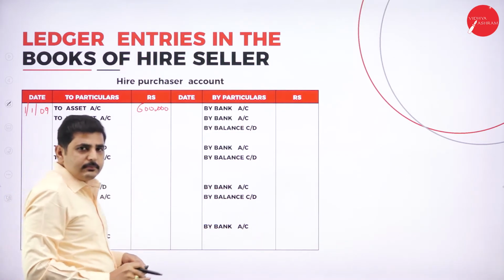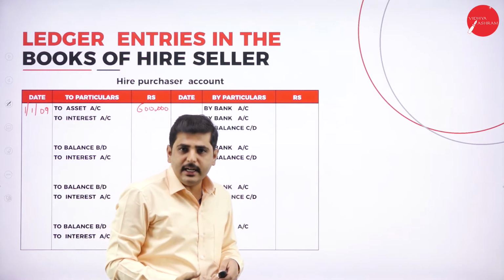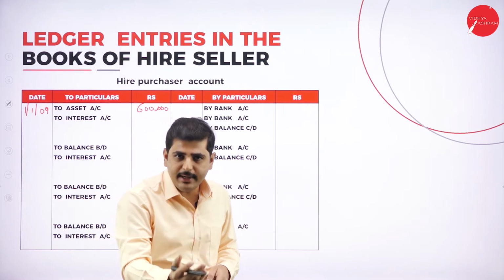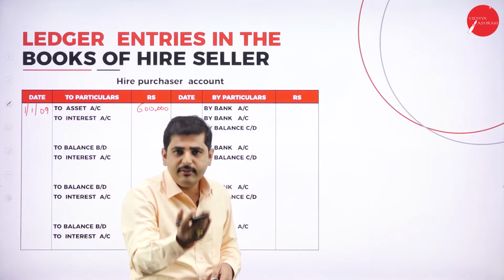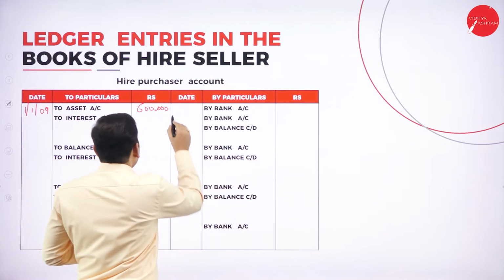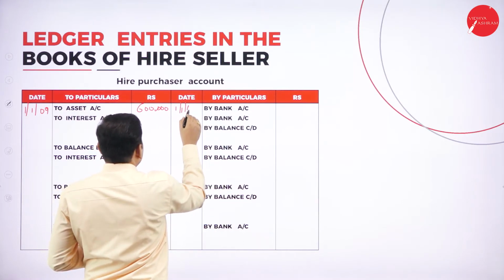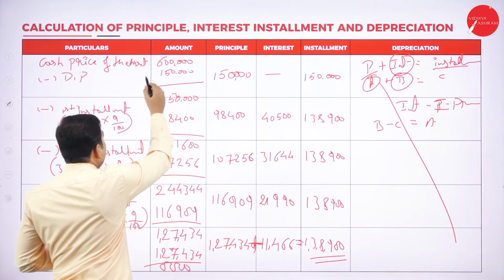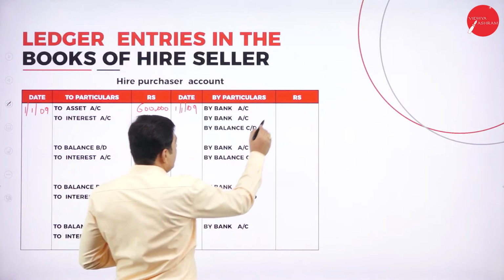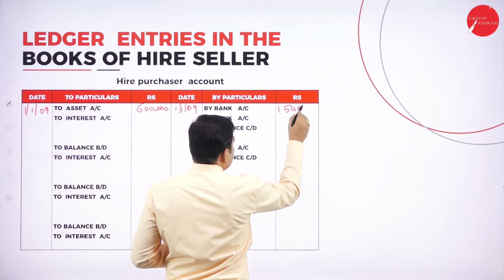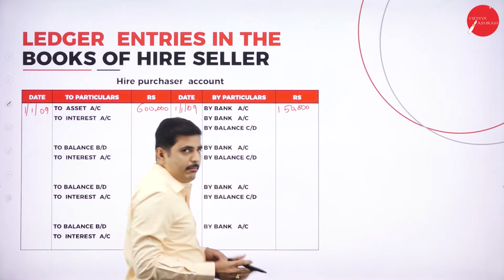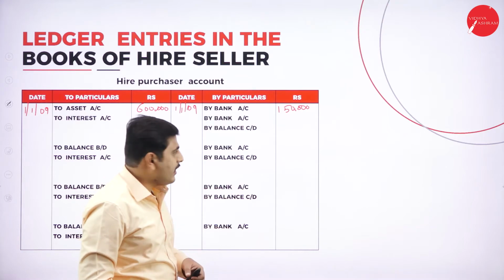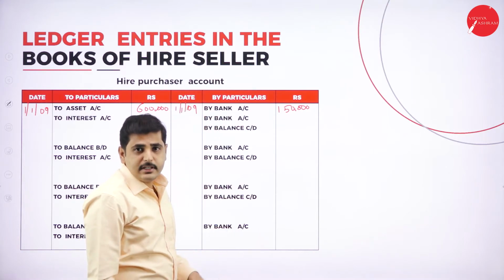Next, we have to receive the down payment on the same day of the purchase or sale of the asset, on 1/1/2009. What is the down payment? 1,50,000 is the down payment. Let's write 1,50,000. What is the journal entry for receiving the down payment? By bank account to hire purchaser account.